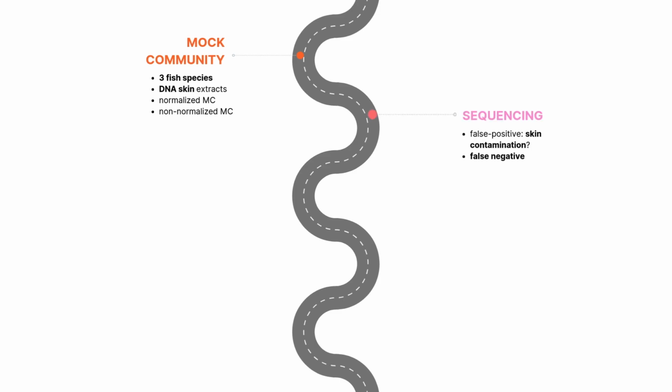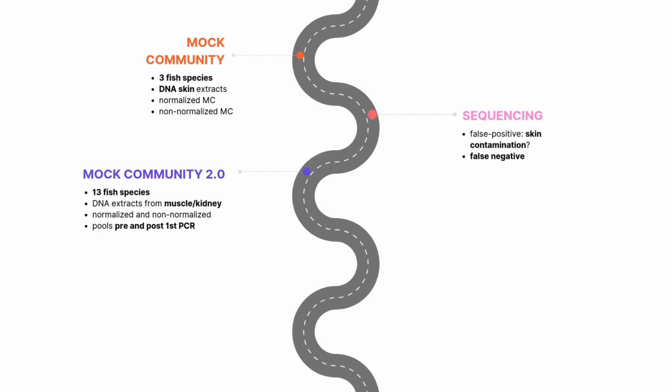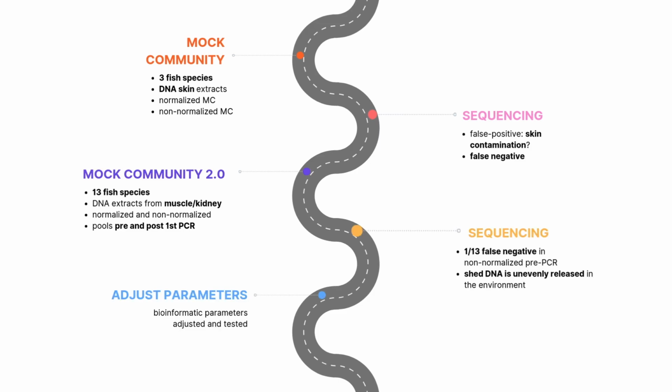In the first phase of this project, we tested our protocols using mock communities. We started with a three species mock community, we sequenced them and then checked for false negatives and positives. We created more complex communities with 13 species. We sequenced them and then adjusted the parameters. And finally, we tested the improved protocols in more real but still controlled environments.